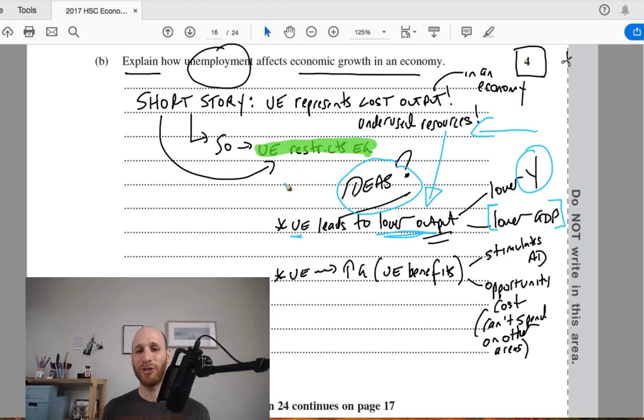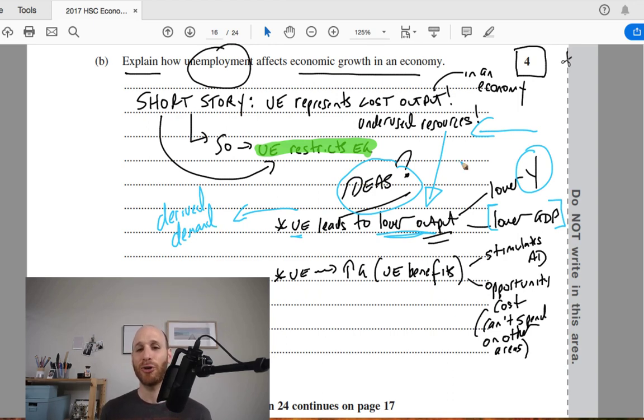You could also mention a discussion about derived demand. So if you've got unemployment, well then people aren't working, they demand less goods and services, which means firms need less workers to produce less goods and services, which in turn could increase unemployment as firms lay off staff. So that kind of relationship might be something you want to talk about.